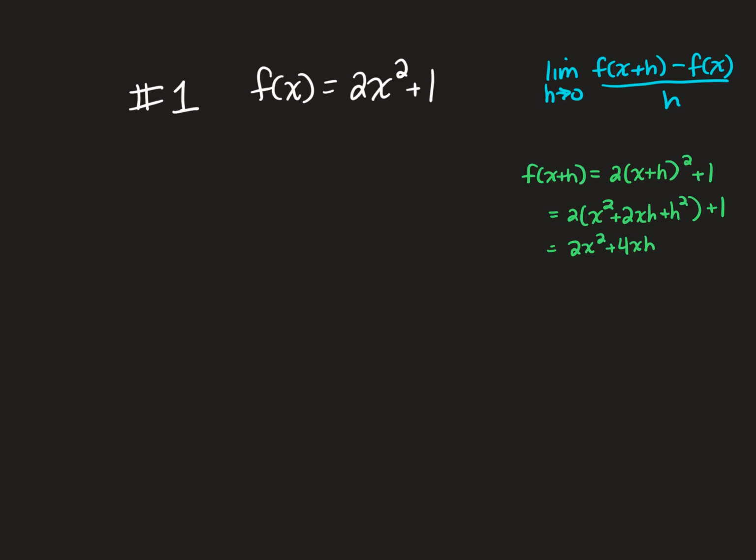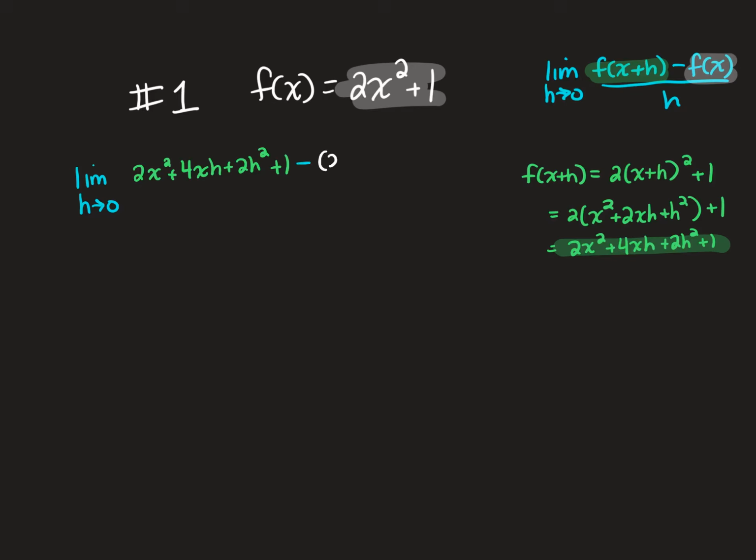So we have this expression that I can then use in my limit. So this is going to go here, and then we have this expression will go right here. So let's go ahead and write it all out. I've got the limit as h approaches 0 of f of x plus h, so that's the green, 2x squared plus 4xh plus 2h squared plus 1. And then minus f of x, which we know is in the white there. That's the original part of the problem. And there you have your expression.